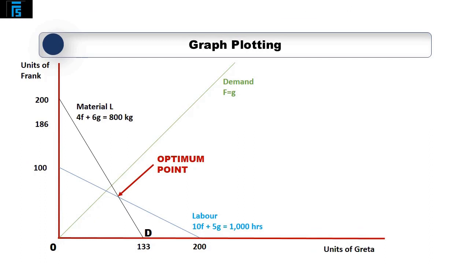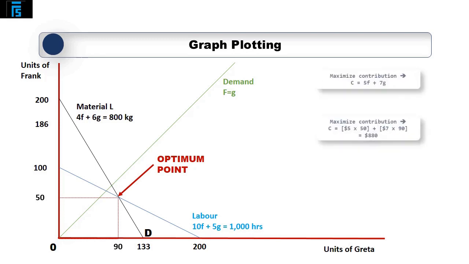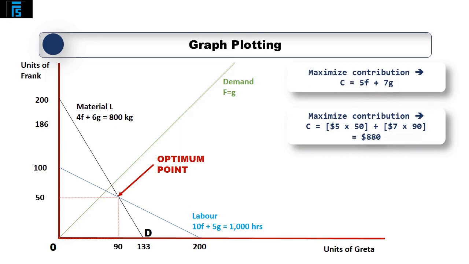We now need to look at point B and determine how many units of franc and greeter are recorded at this point. By tracking back to the F and G axes, we can see that this leads to an optimal production plan of 50 francs and 90 greeters. Now that we know the optimal production quantities, we can work out the maximum contribution that can be generated using the contribution formula. The maximum contribution that can be generated given the constraints within the scenario is $880, calculated as $5 multiplied by 50 units of franc and $7 multiplied by 90 units of greeter.